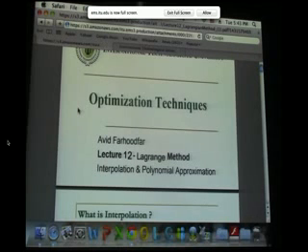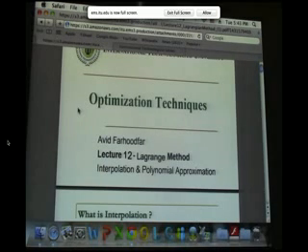Do you know about interpolation in general? So interpolation is an assumption. When you have several data points, you want to assign a function.